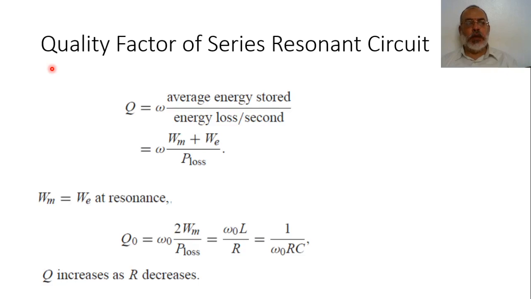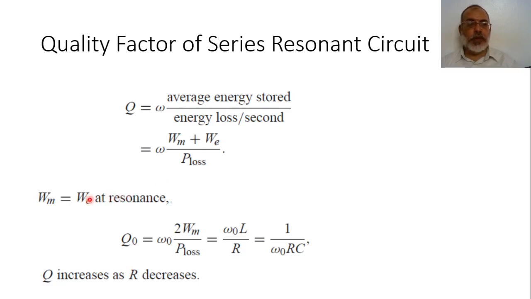We are going to define an important parameter for resonant circuits, which is the quality factor. In general, the quality factor equals omega multiplied by the average energy stored in the circuit over the energy losses per second. This definition is the same for either series or parallel resonant circuits, and it can be represented in notation as omega multiplied by Wm plus We over power losses. So the quality factor equals omega multiplied by the total stored magnetic energy plus the total stored electric energy. It should be noted that we have a positive sign here, so we add the two energies together, over the losses.